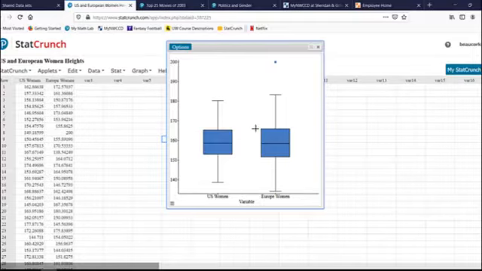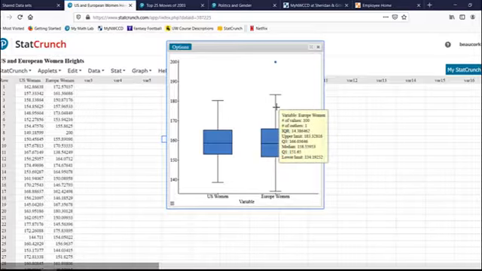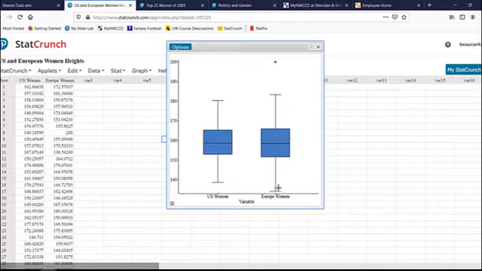And then compare the spreads. Notice European women, right? Their heights are slightly more spread out than US women, all right? We can see, right, that the range is a little bit wider. These are what are called the whiskers of a box plot. And we see the whiskers on the European women box plot are slightly longer than the whiskers on the US women box plot. Also, we see an outlier in the data.